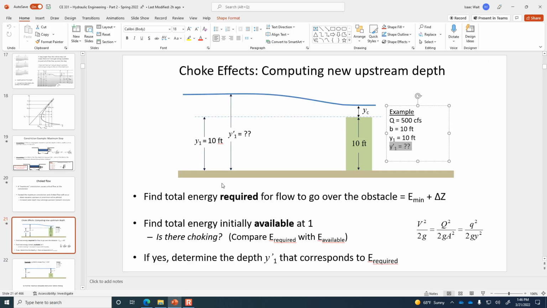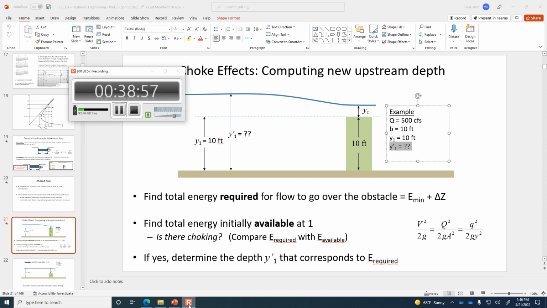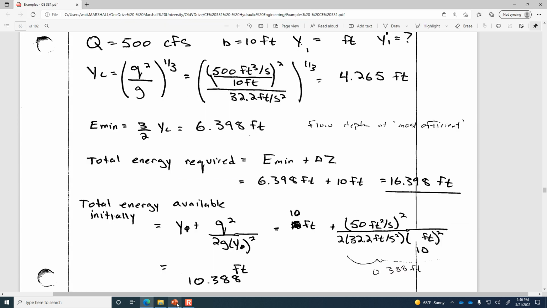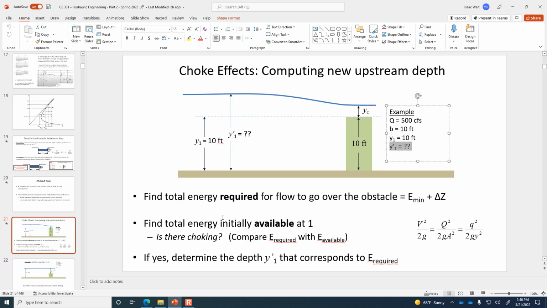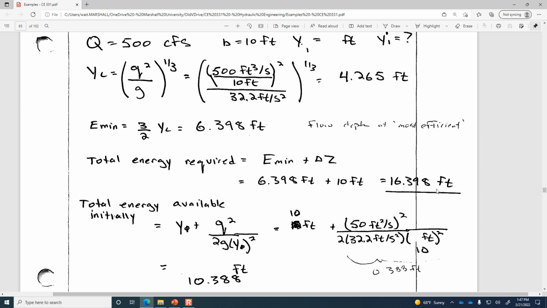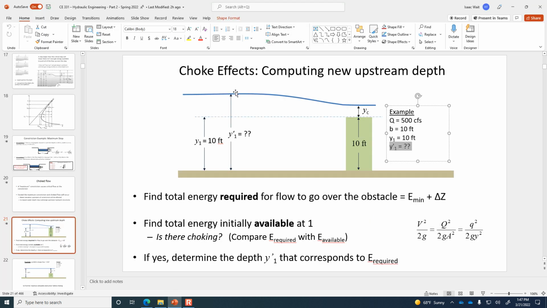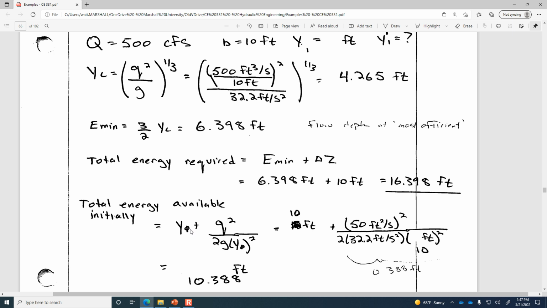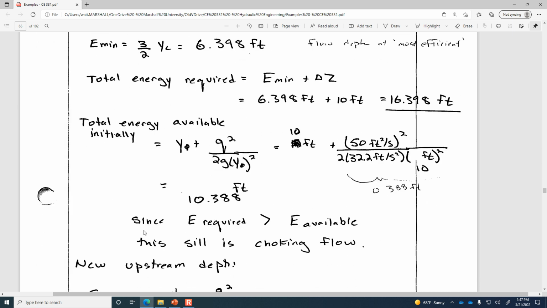So let's look at the picture again. There's 10.388 feet here at 1. And we need to have 16 feet of energy to get over that obstruction, which we don't have. 10 is less than 16. So what that means is that the water depth at 1 is going to get deeper. Y prime 1 is going to continue to get deeper and deeper until it's deep enough to cause that minimum specific energy at 2. So the logic here is that the E required is greater than the E available.